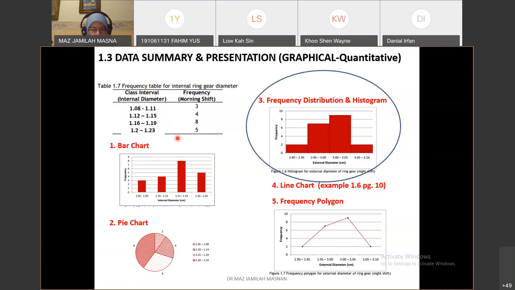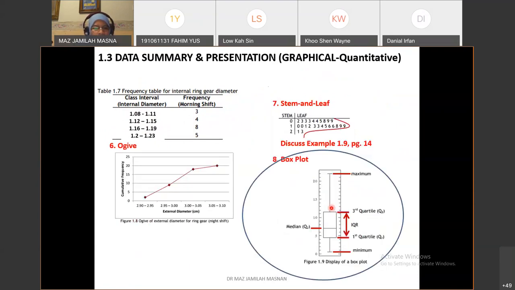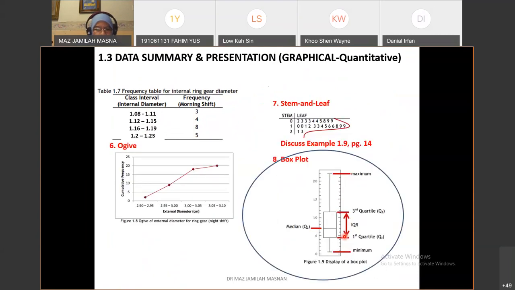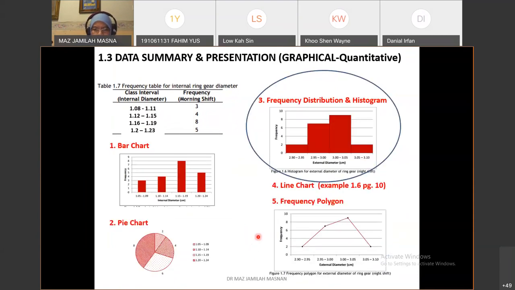So from here you can have a bar chart, a pie chart, a histogram, a line chart, a frequency polygon, and also an ogive. Ogive and frequency polygon are actually related. The frequency polygon is actually from the frequency distribution here.